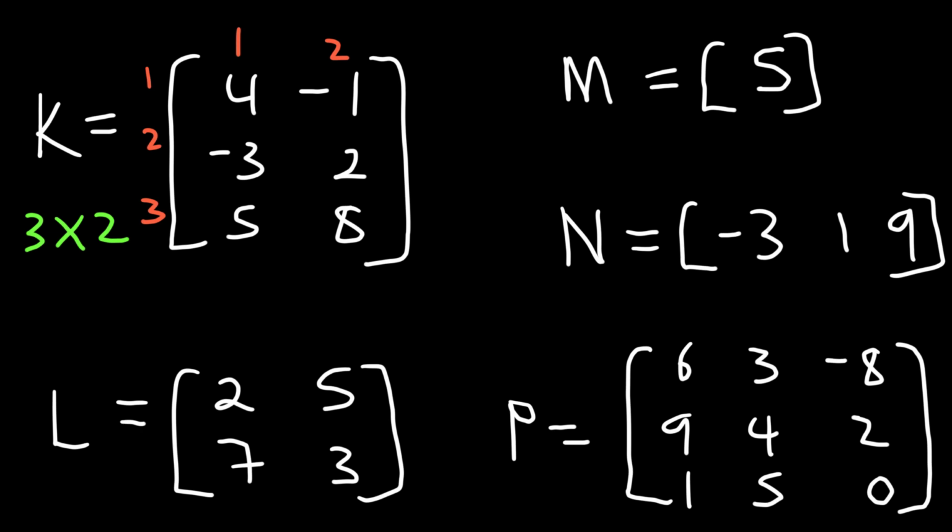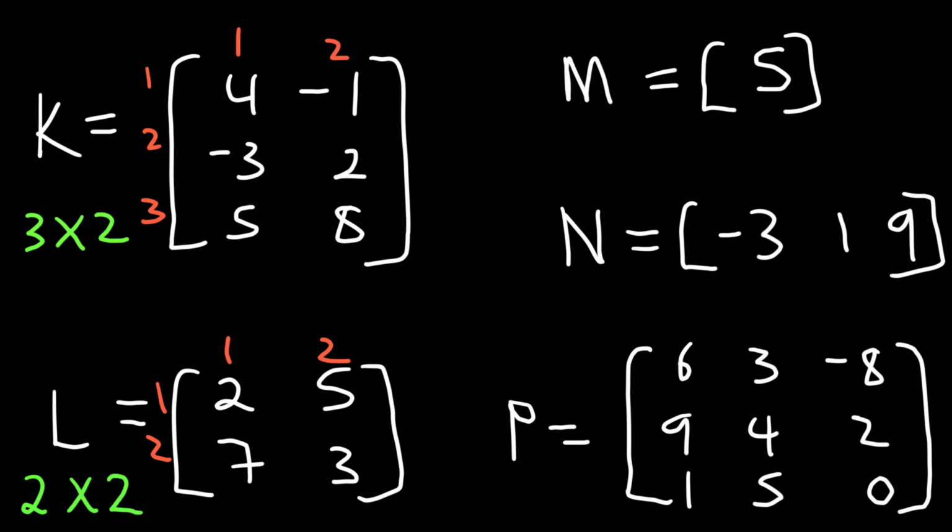Now what about matrix L? The number of rows are 1, 2, and then the number of columns are 1, 2. So matrix L has 2 rows and 2 columns. Whenever a matrix has equal number of rows and columns, it's a square matrix. Therefore, matrix L is a square matrix, and its order will be 2 by 2.